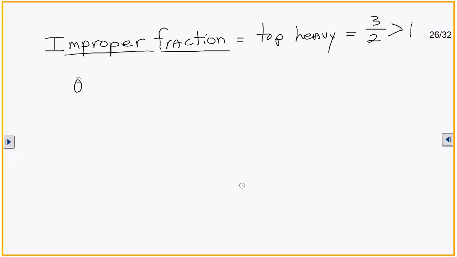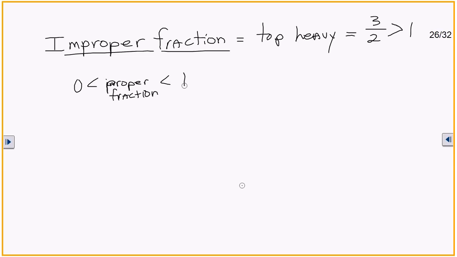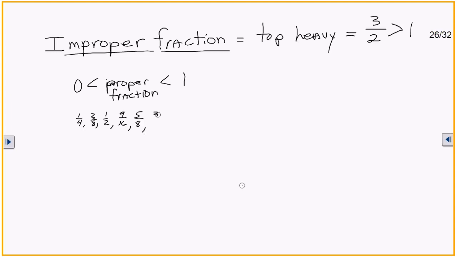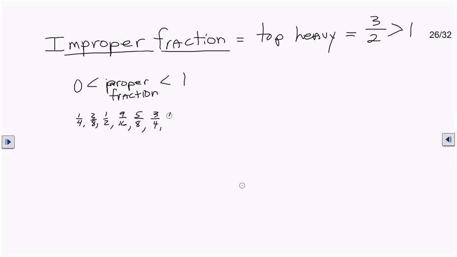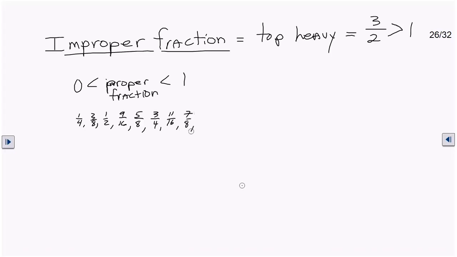An improper fraction is between... I'm going to put a proper fraction is between 0 and 1. Think of your wrenches. If you buy a tool kit, your wrenches go from, I don't know, 1/4 to 3/8 to 1/2 to 9/16 to 5/8 to 3/4 to 11/16 to 7/8 to 13/16 and then to 15/16.